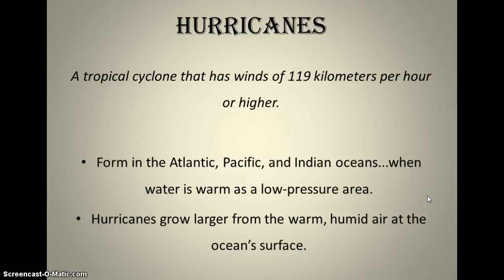So it's a tropical cyclone that has winds of 119 kilometers per hour or higher. So they usually form in the Atlantic, Pacific, and Indian Oceans. So the water is warm, and there's a low pressure area, and that allows for the hurricane to kind of stir and begin. So they form or grow larger from warm, humid air, right, because that air evaporates and condenses and creates this storm on the ocean's surface.